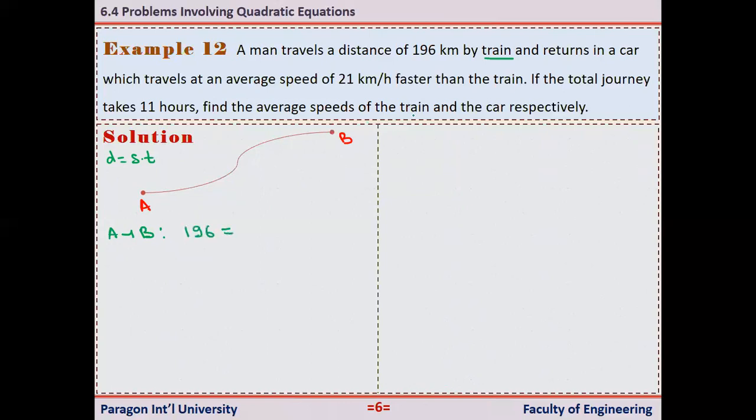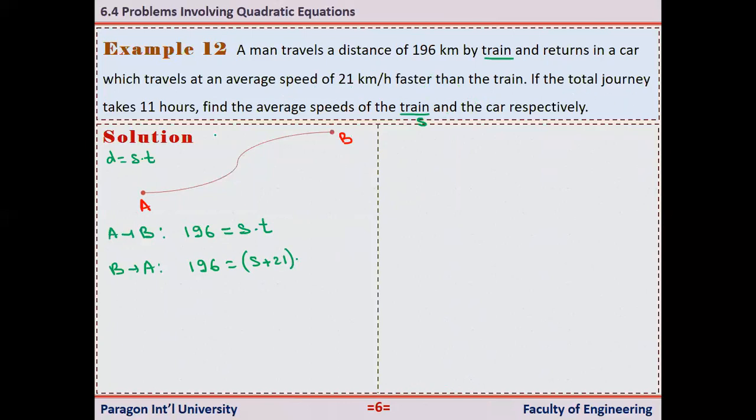And what is the speed of the train? Speed of the train, we don't know. Let's say it is S. And to travel this distance, it took T hours for the train. When he was traveling from B to A, he took a car and the same distance, it does not change, but in this case, the speed of the car is 21 kilometers per hour faster than the train. So if it is S faster, it is S plus 21 kilometers per hour, right?